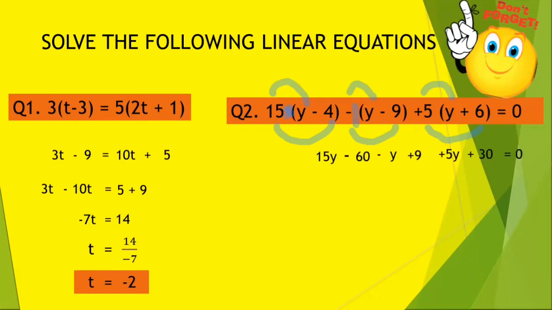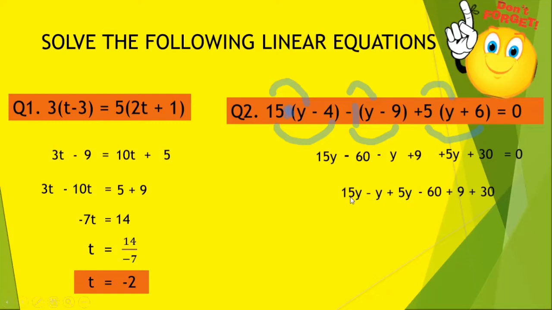Next what we do, we bring all the friends together. So these are the friends, all the terms with the y we bring together, and all the constants we bring together, bringing the like terms together, which we have learnt in algebraic expressions. So we bring here 15y minus y plus 5y, all of these friends having a common factor y, we bring them together, and all the constants we bring together.